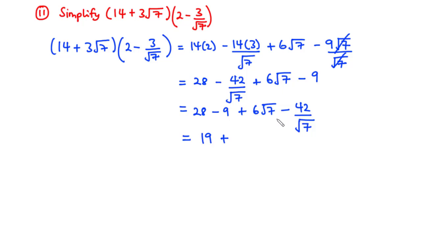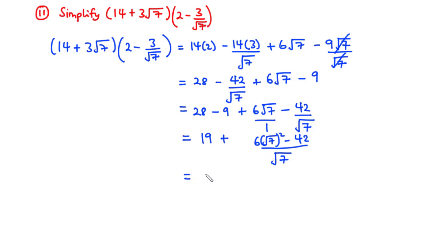Now let's solve this set. So we have 6 root 7 over 1 minus 42 over root 7. So let's find the LCM. The LCM is root 7. Square root of 7 divided by 1 is square root of 7, times 6 is 6 into brackets root of 7 all squared, minus root 7 divided by root 7 is 1. So 1 times 42 is 42.